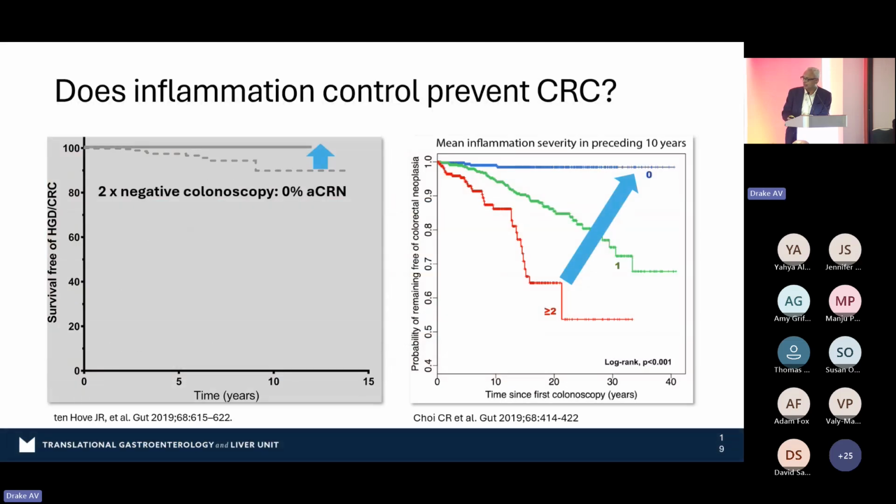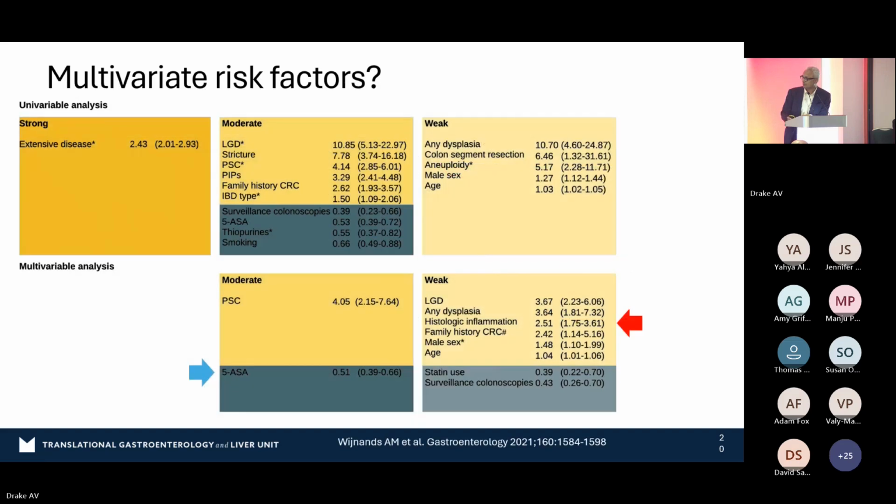But on top of that, it's really key to know when we say better disease control, the better your inflammation is controlled, that is one of the highest risk factors, far more so than the presence of dysplasia. If you've got poor control of inflammation, it is a really high risk factor for someone to develop cancer. And these are all the multivariable risk factors here, which you can see.